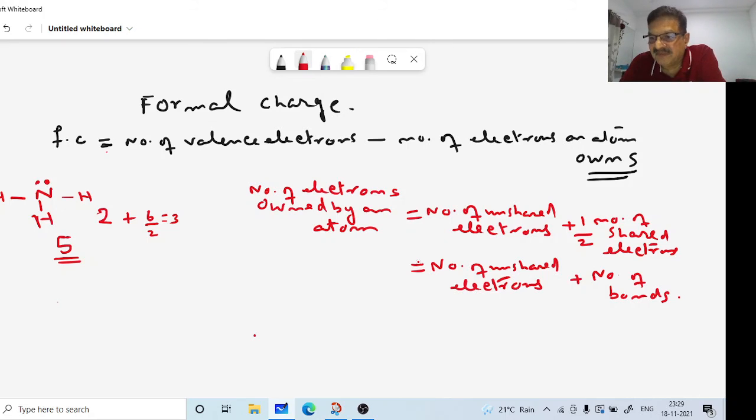By definition. Now, say we take carbon, which has 4 bonds here. Carbon shares how many electrons? 8 electrons. But carbon owns how many? Only 4 electrons here. This is how the difference arises; carbon is sharing. Now, in the case of methane, we know that is CH4.